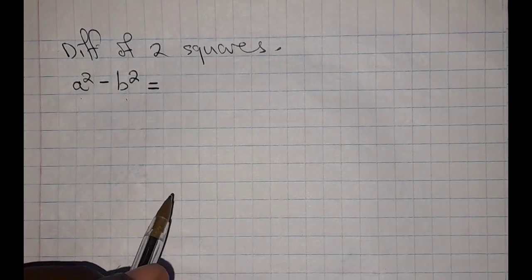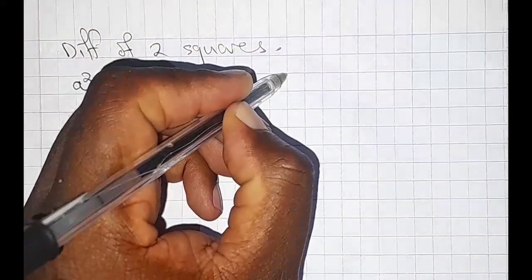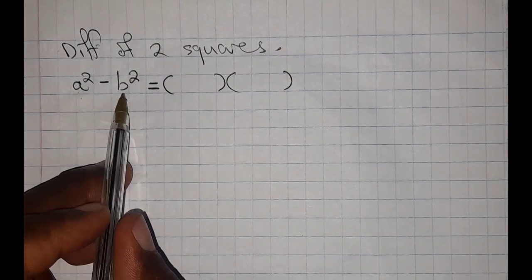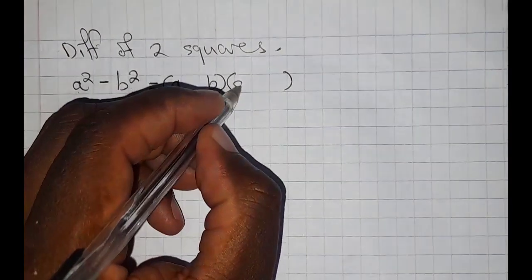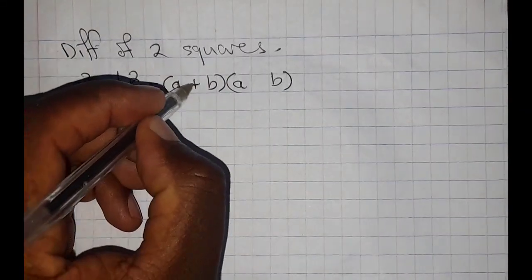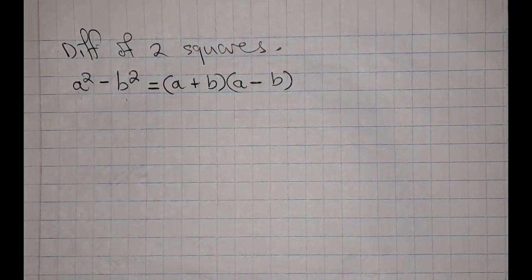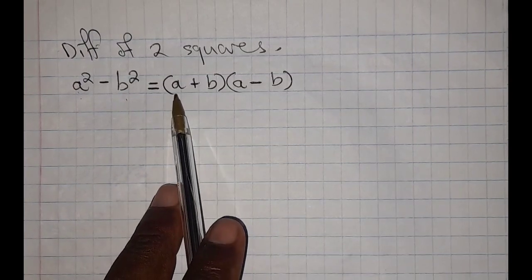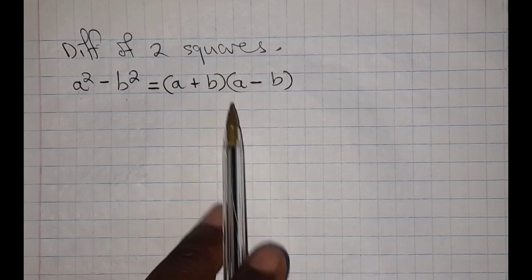Now, how do we factorize this expression? We create two brackets. In the first bracket, we take the a and the b, and the second bracket, a and b also, and then we have two signs which are different. So a squared minus b squared is factorized as (a plus b) times (a minus b), these two brackets.